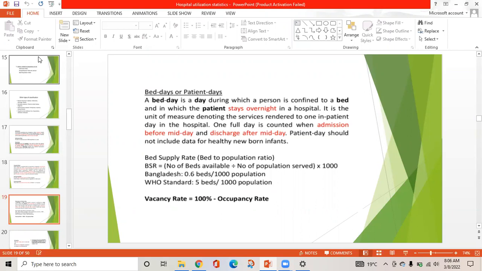Bed supply rate is the bed to population ratio. It can be calculated as the number of beds available divided by the number of population served, then multiplied by 1000. For example, in Bangladesh there are 0.6 beds per thousand population, while the WHO standard is 5 beds per thousand population. Vacancy rate is 100 minus occupancy rate, and can be expressed in terms of bed days or inpatient days.